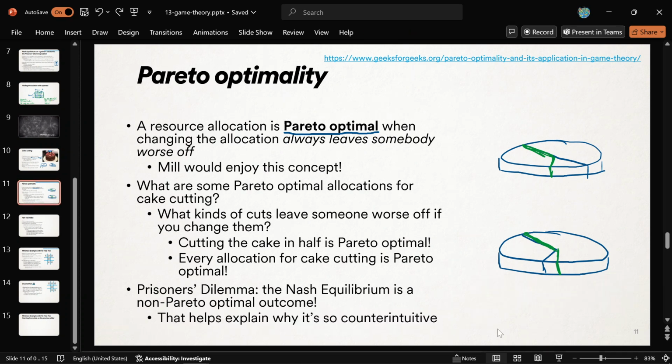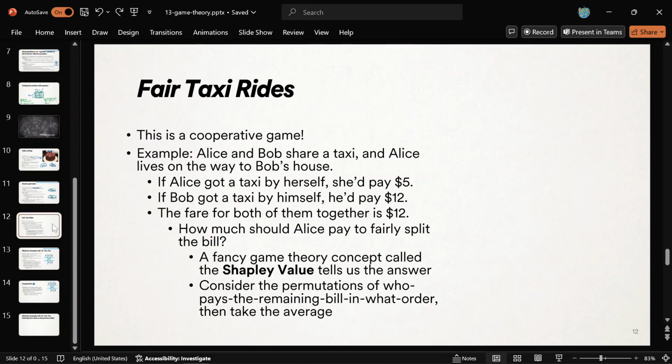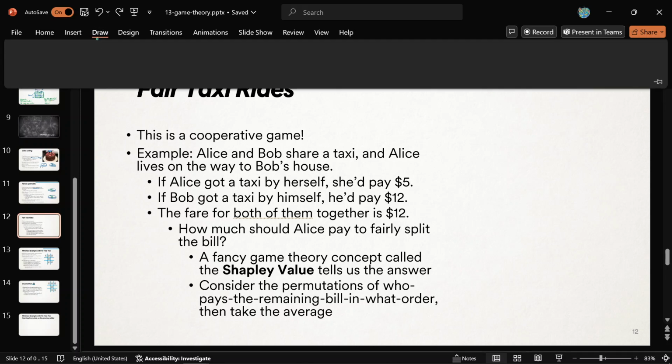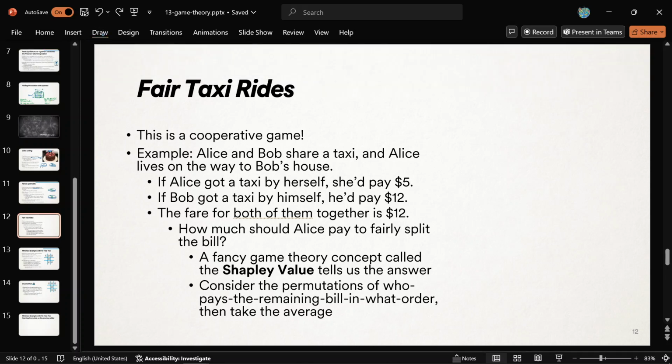So you can think about both at once, and so that's why I'm teaching you both terms. So that's Pareto optimality in a nutshell. And I think I have one last real term to teach you. Let's say that you're going to share an Uber or a Lyft with somebody, like you're going home from something, and you don't have a car yourself. So you're going to share a taxi with somebody, and let's see how much you should pay. What's the right way to share the bill?